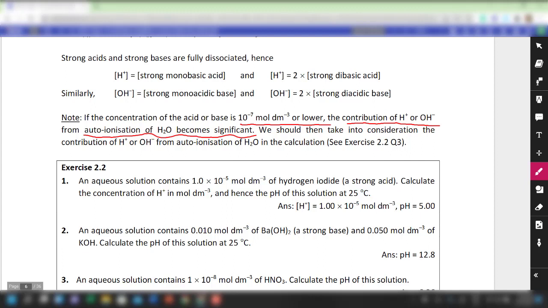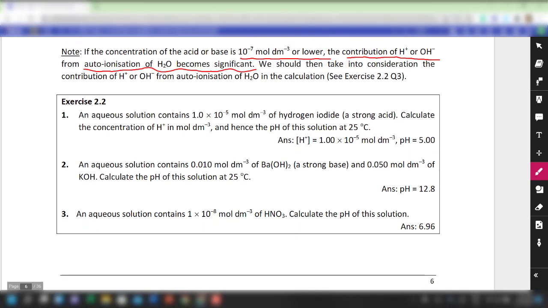Then some of you might be asking, why is it that if the concentration of the acid is bigger than 10 to the power minus 7, we don't need to include the auto-ionization of the water molecules? That is because, imagine you add 10 to the power minus 7 to, say, 10 to the power minus 3. The number is actually very close to 10 to the power minus 3. So the 10 to the power minus 7 becomes relatively insignificant. That's the reason.